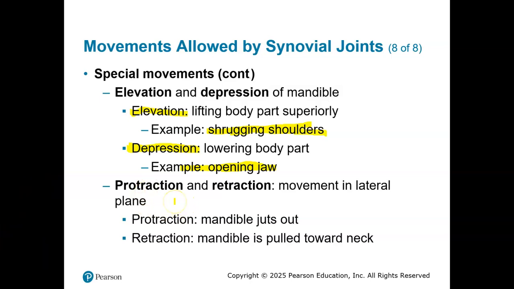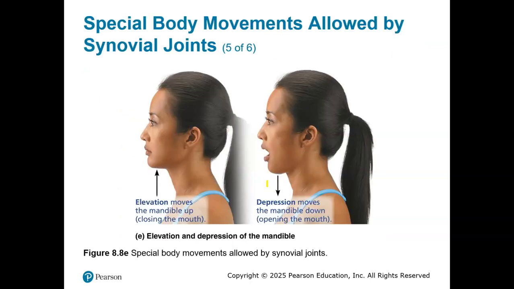And protraction and retraction are just with the jaw, just with the mandible. So when you jut your jaw out, that is protraction. Retraction is not really the normal position of the mouth, but it's like you're pulling the jaw back towards your neck a little bit. So those are just mandible, or lower jaw, movements. Protraction and retraction.